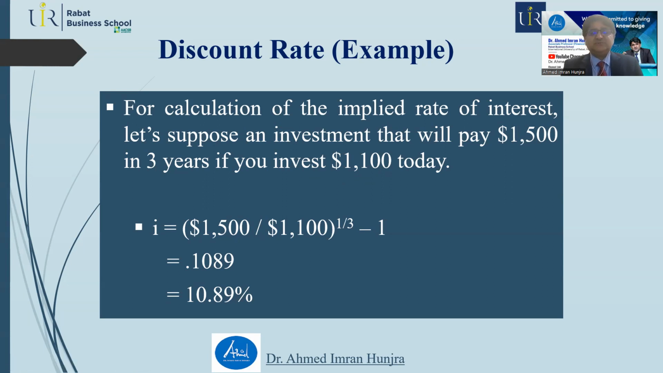So in this case we have to find the interest rate. So we better know the formula. What is the formula of rate of return? It's future value divided by present value, raised to the power 1 over t, minus 1. So in this case future value is 1500, present value is 1100, time is 3 years.